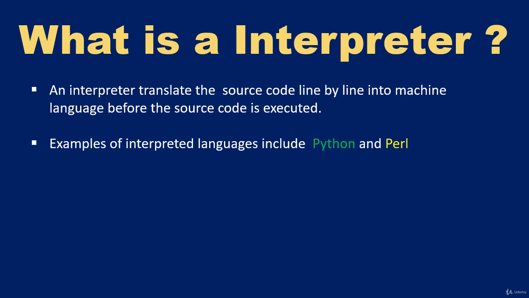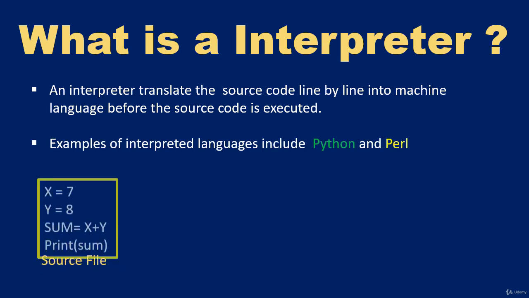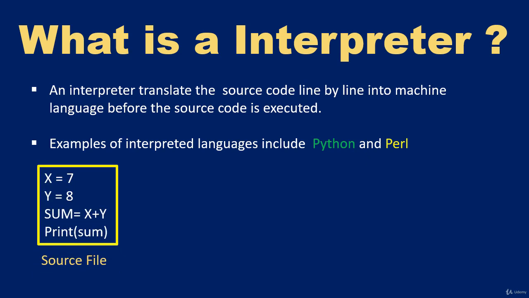So let me show you an illustration of how an interpreter would work. So let's say you have your source file and you have this bunch of code inside your source file. At this stage, the computer would not understand that. So for the computer to be able to interpret what you're saying, you need to use an interpreter.